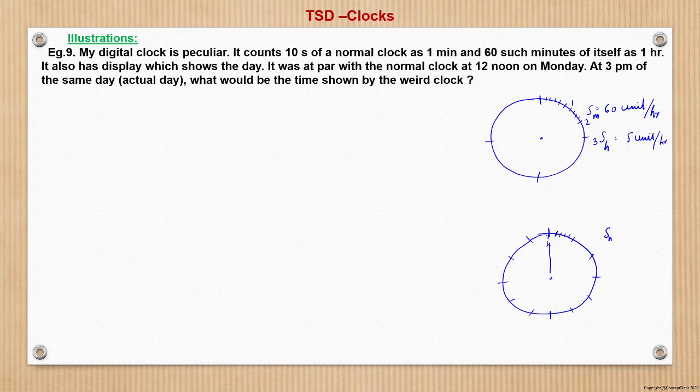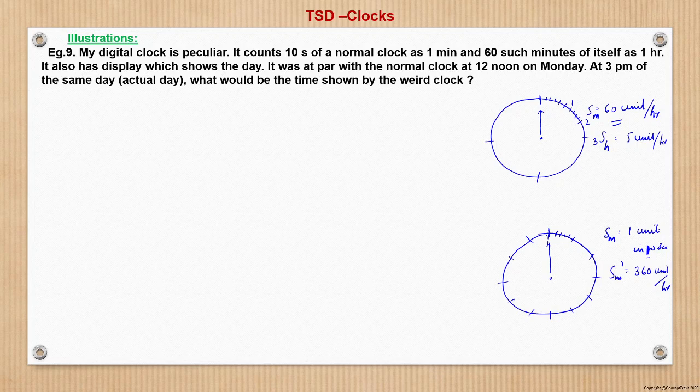So the minute hand here is taking 20 seconds to cover one unit, whereas the minute hand in the true clock takes 60 seconds to cover one unit, right? Because 60 seconds is 1 minute. Sorry, here it's taking only 10 seconds. So basically the speed of the minute hand here, S_m dash, would be just 6 times the speed of the minute hand in the true clock, so that will be 360 units per hour, right?